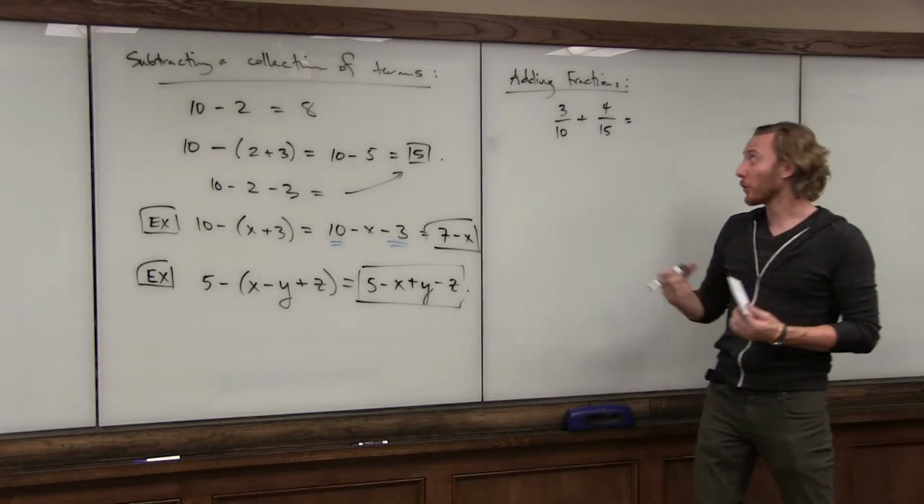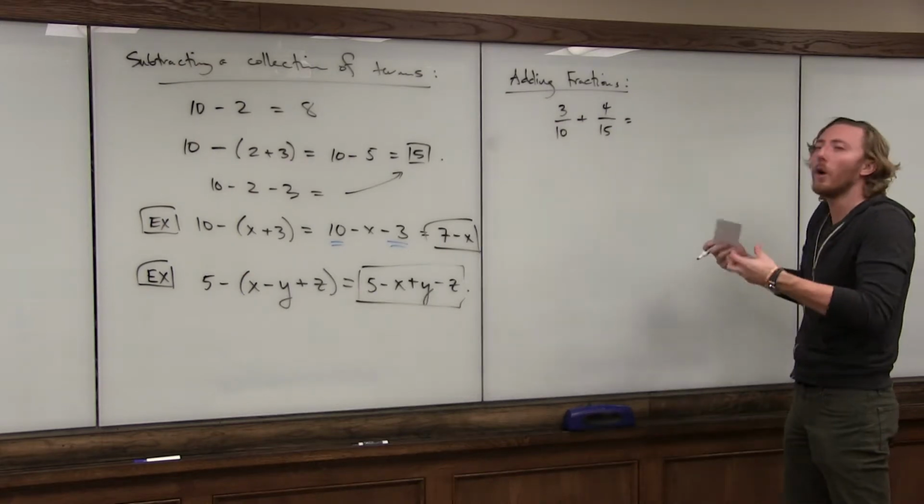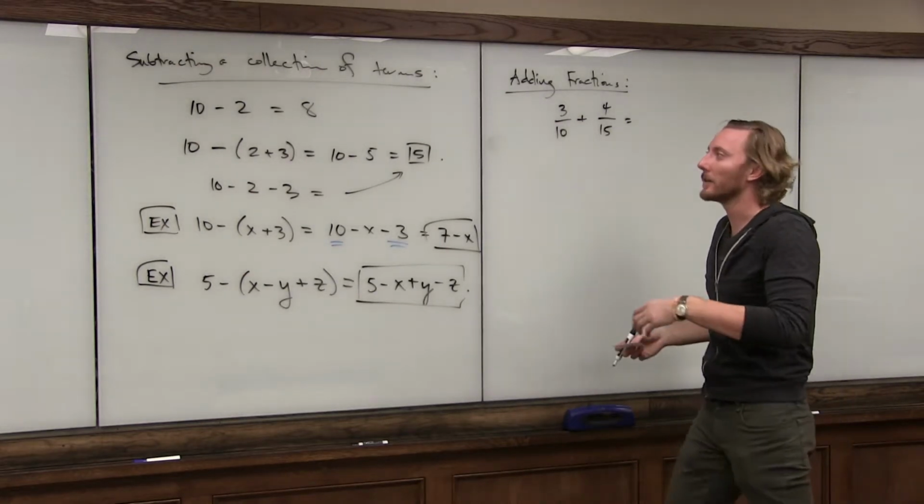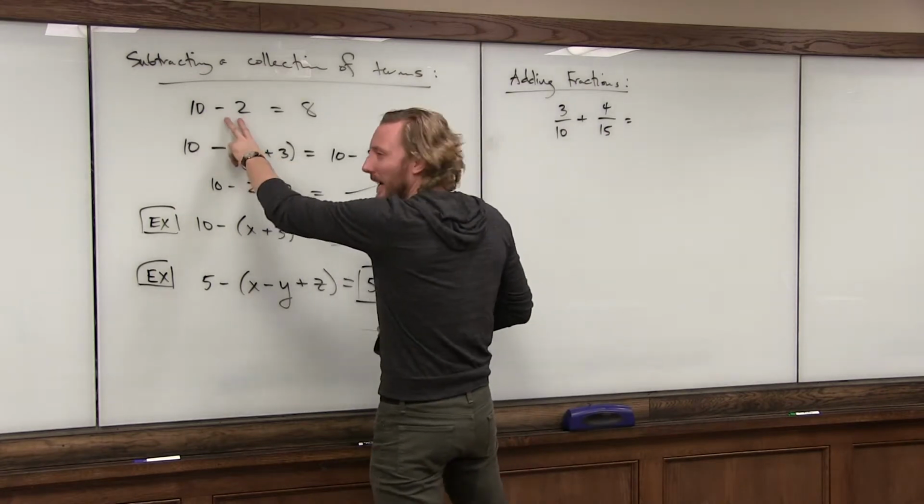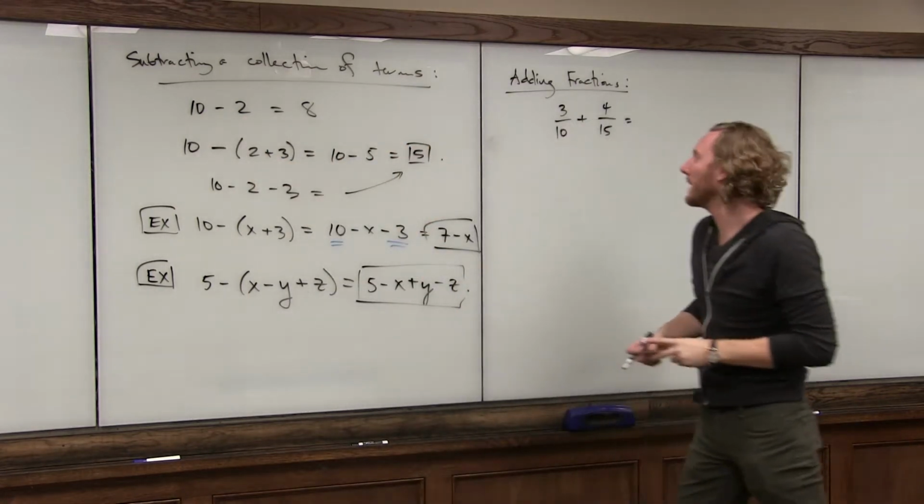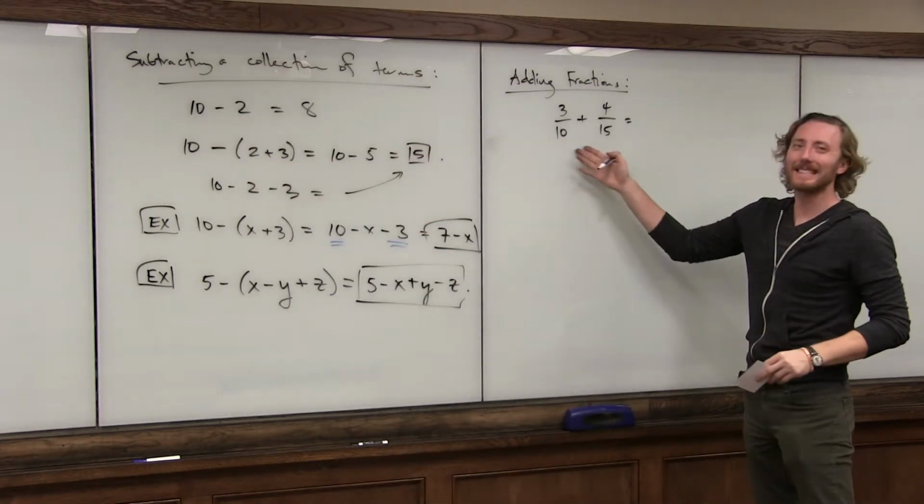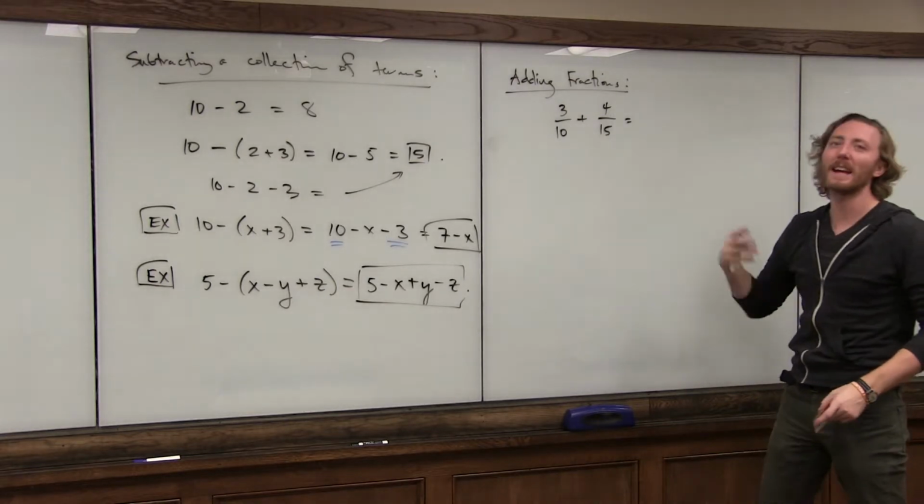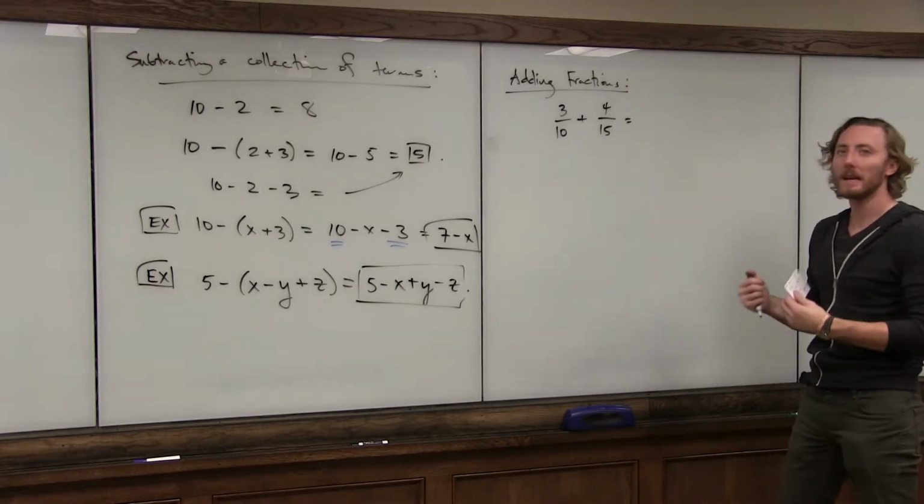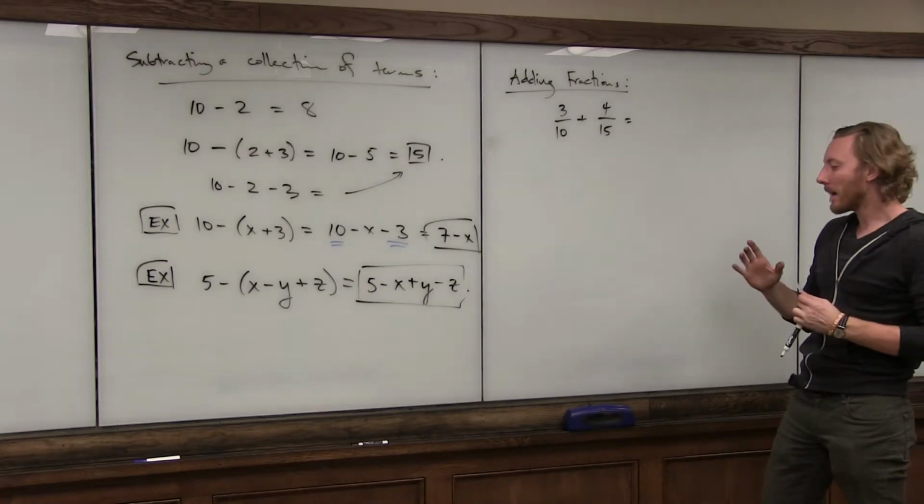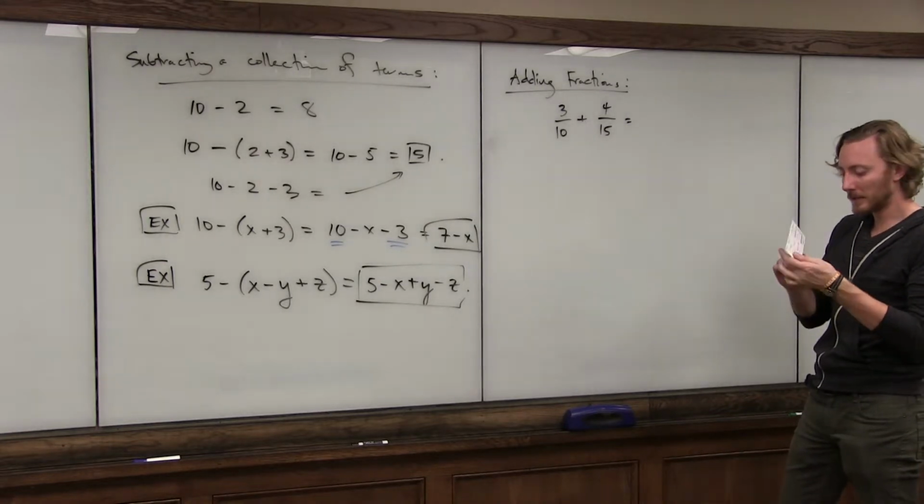Now, we're trying to add these things together. Now you know how to add two things together. Like if you've got a clump of 10 things minus a clump of 2 things, you're going to have 8 things remaining. Here though, it's not as simple in some sense because we're dealing only with fractional portions of numbers instead of whole numbers. But we can still work with this.